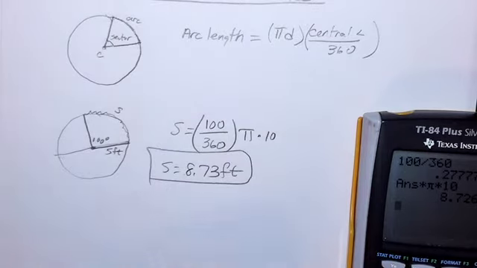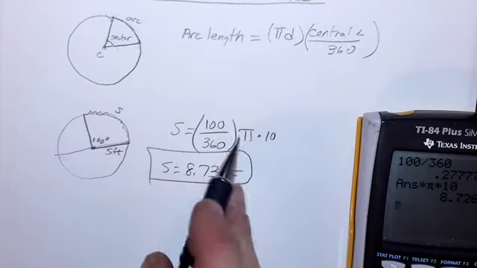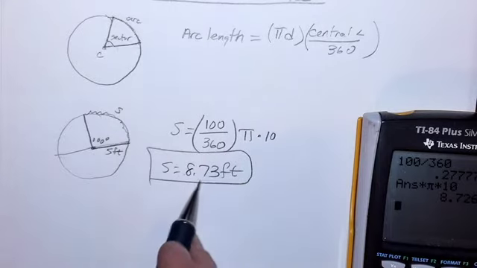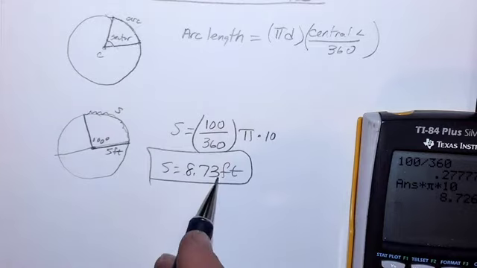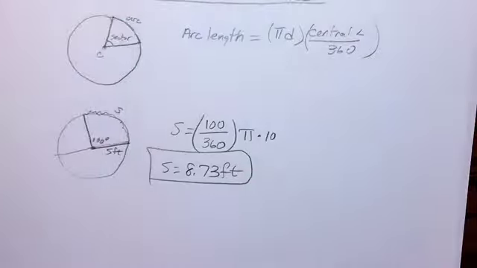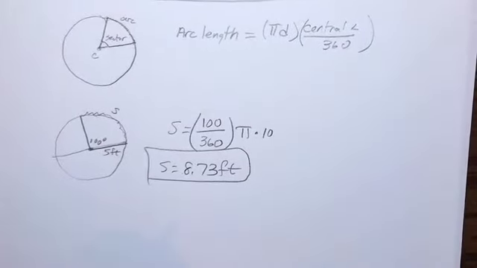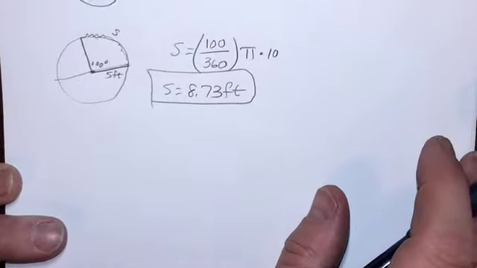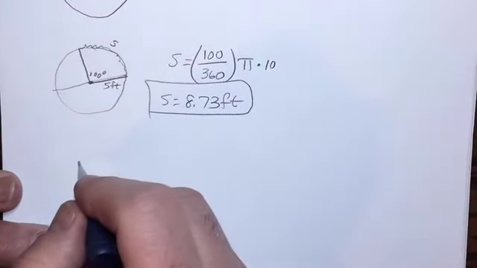8.73 feet. What I'd like to see is I'd like to see on each problem, I'd like this set up, and then you have the answer. If you use 3.14 instead, you might be off a decimal place here at the end, and that's all right. Just follow the directions on the assignment. Okay?